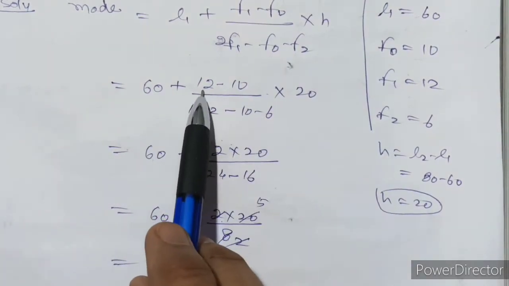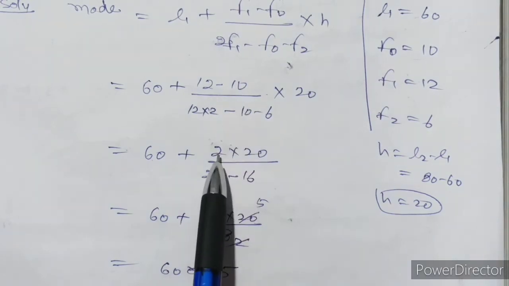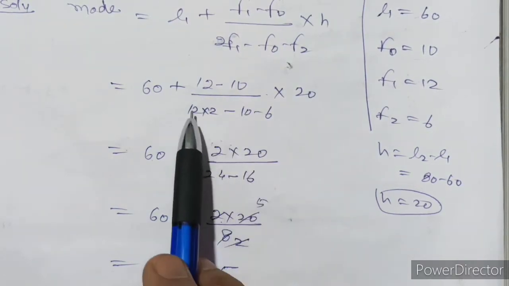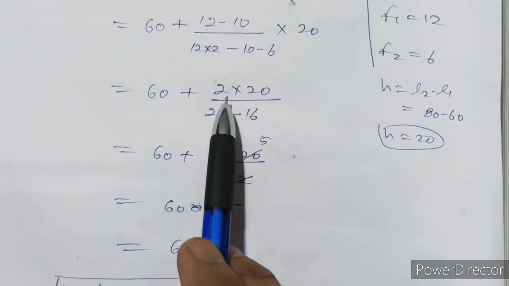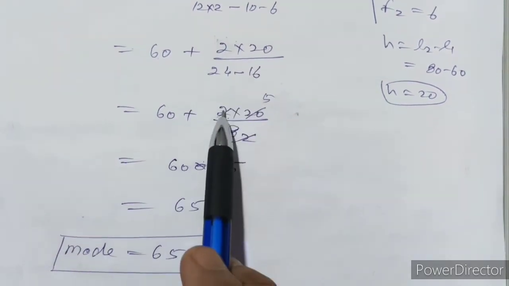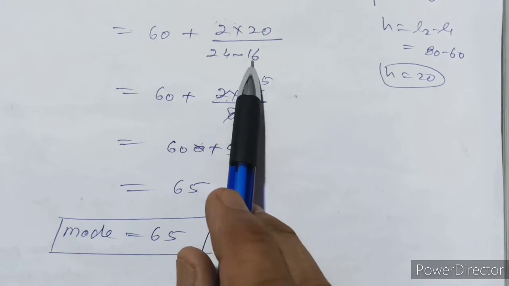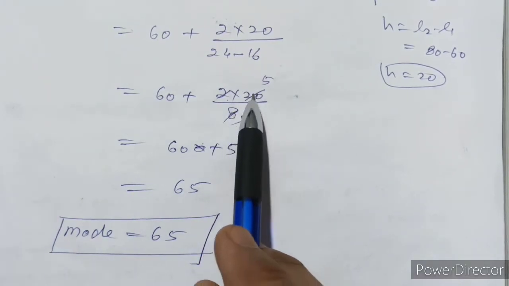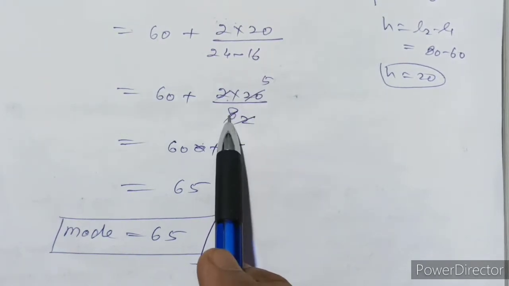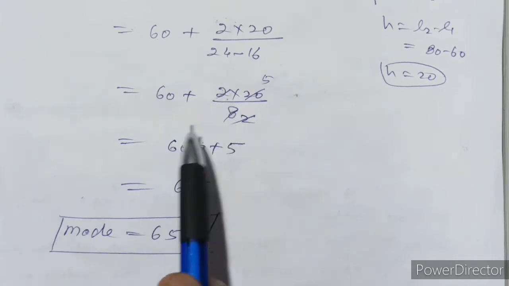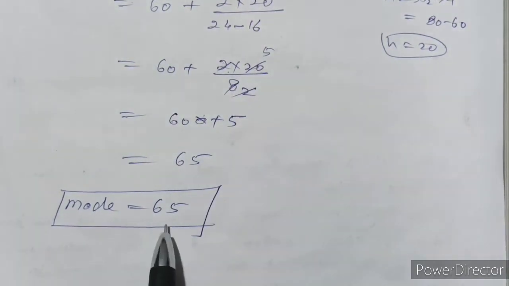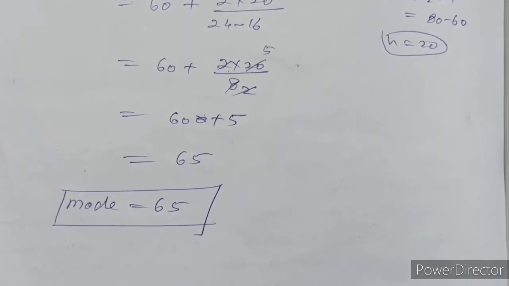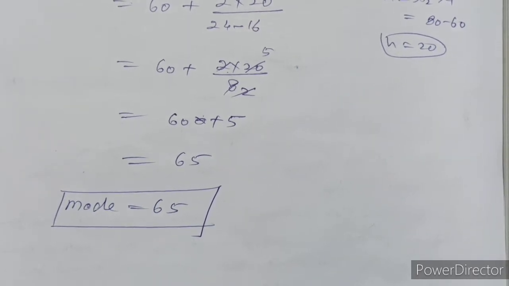60 plus 10, 12 minus 10 equals to 2 into 20, 24, and 10 and 6 equals to 16, 24 into 2, and 24 minus 16 equals to 8, 4 5 ja and 4 2 ja and 2 and 2 cancel, only 5. 60 plus 5 equals to 65. Then we have mode is equals to the 65. This type we get complete answer.